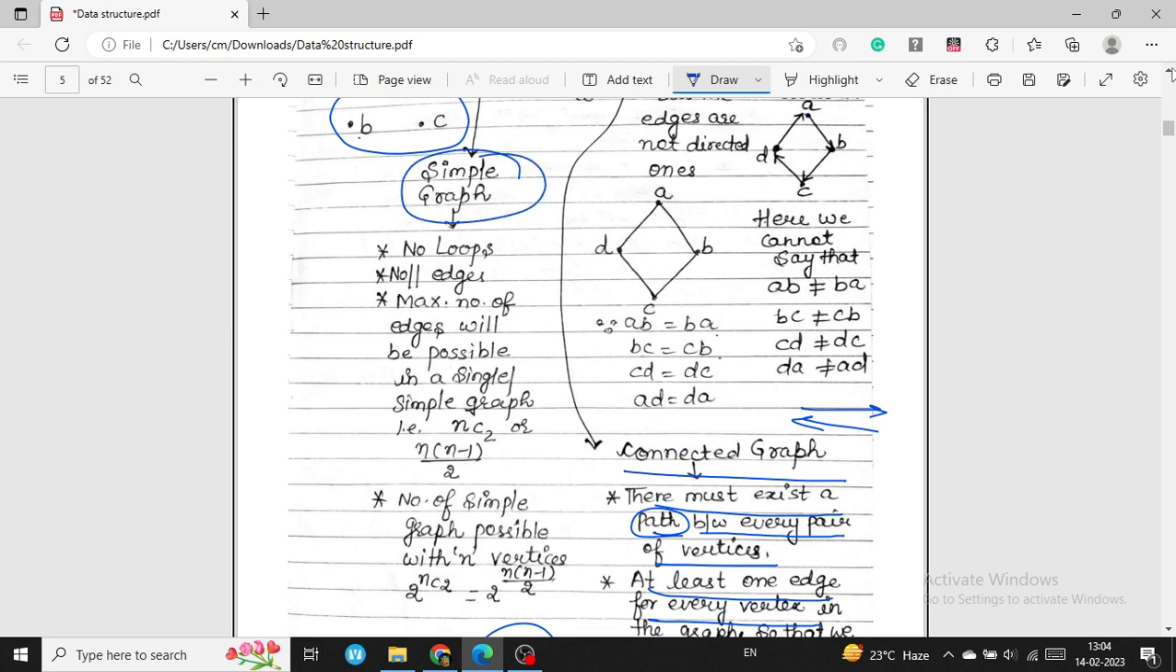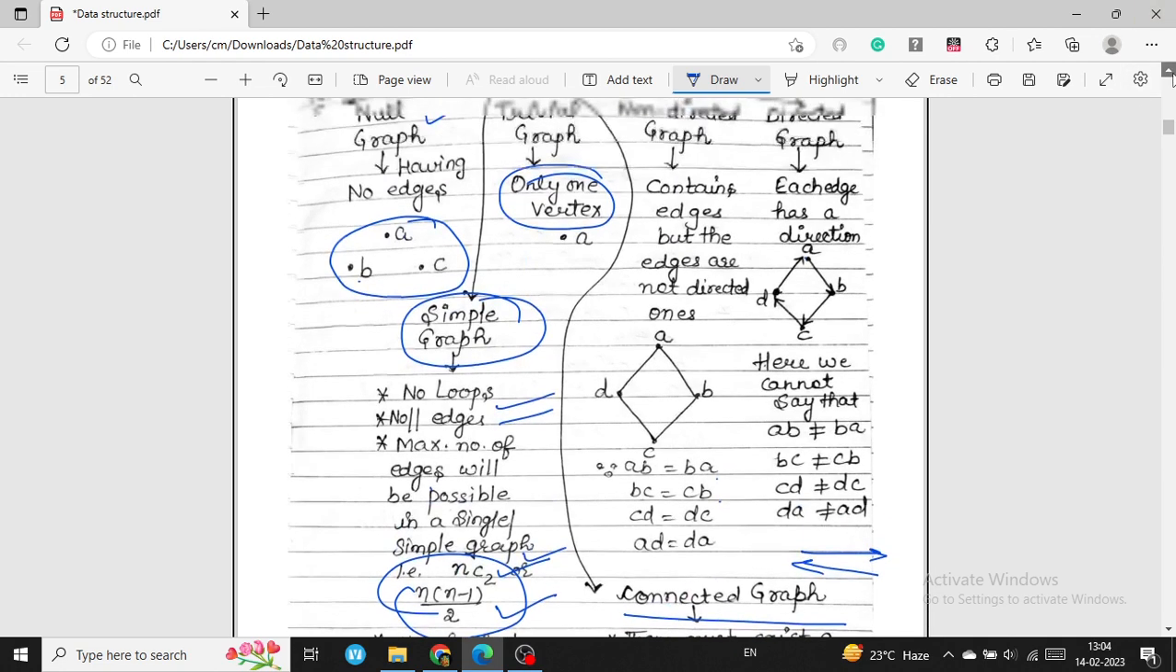What do you mean by a simple graph? There are no loops and no parallel edges. The maximum number of edges possible in a simple graph, for this we use the formula nC2, or n(n-1)/2. You can use either formula. The number of simple graphs possible with n vertices is given by the formula 2 raised to the power nC2, that is, 2 raised to the power n(n-1)/2.